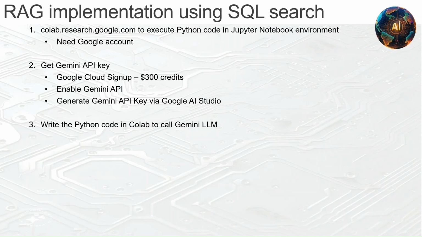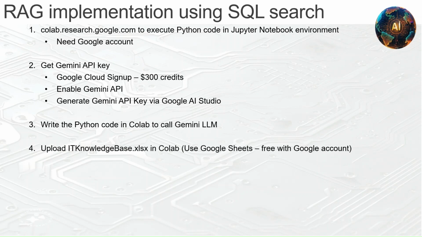Step number 3. We will again write a small piece of code to see if our API key works and we are able to get the completion from Gemini. Once this is working, we will upload the IT knowledge base.xls in Colab. Remember, this is the XLS which had the issue and solution database. You can use Google Sheets, which comes free with a Gmail account, to create this database.